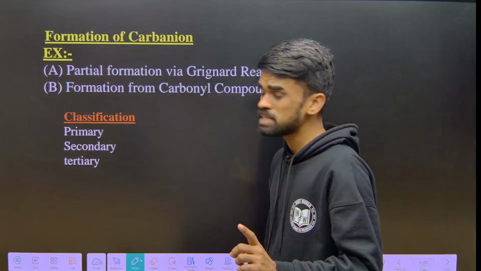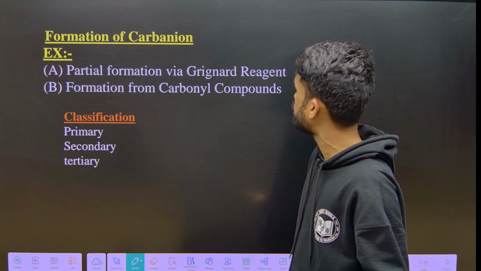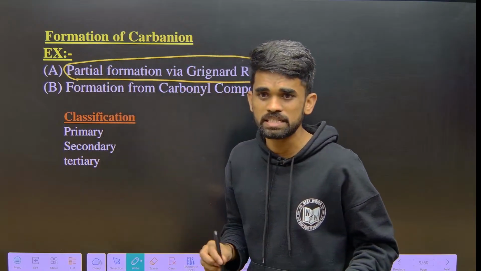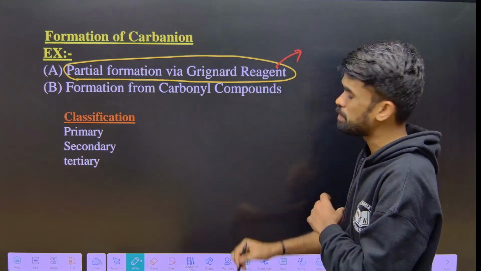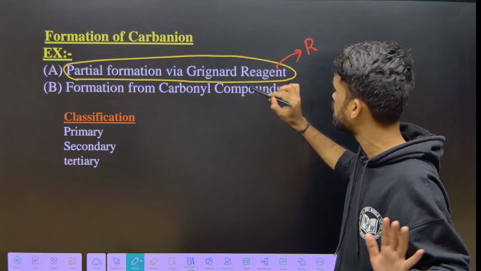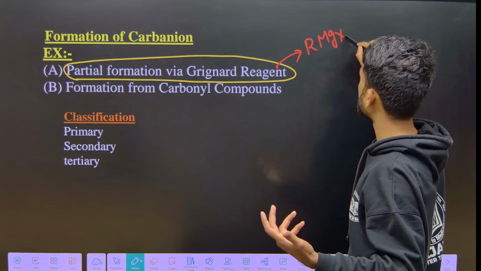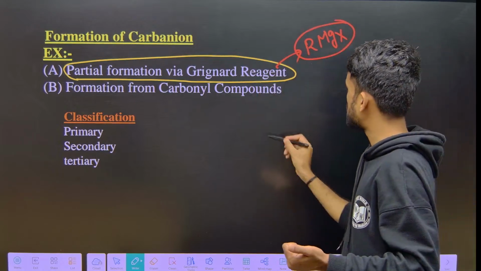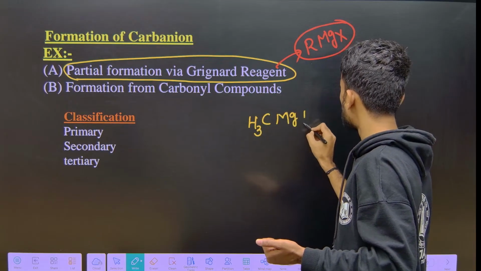The next one: we have studied the carbanion, so how are these carbanions formed? See, partial formation via Grignard reagent. What is this Grignard reagent? Have you ever heard this word? Yes. Grignard reagent is, just remember, I am generalizing whatever the alkyl groups are as R, Mg, Mg means magnesium, and a halogen, like RMgX. This is the general formula of Grignard reagent. For example, a methyl group, one magnesium and one bromine.